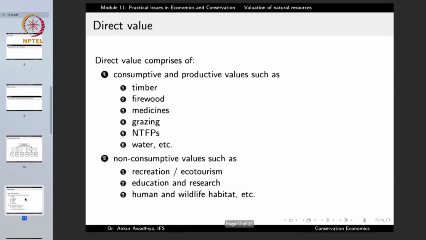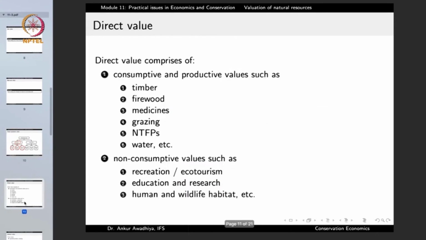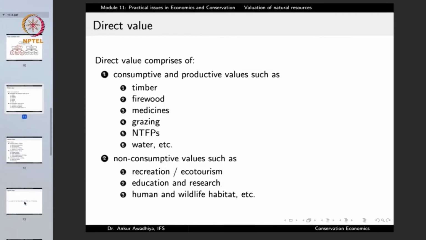And the use value is comprised of the direct value, the indirect value, and the option value. So these are the three categories of the use value. So use value is direct value plus indirect value plus option value. So what are these three? Direct value comprises of consumptive and non-consumptive values. That is what we are saying, that direct value is consumptive value plus non-consumptive value.